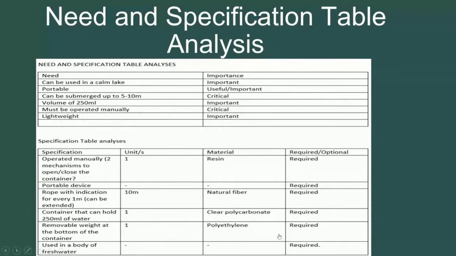And here's the specification table analysis. We also include the unit and the materials that we chose for our open-close mechanism of the container. We chose resins for the mechanism to open and close the container, and we chose natural fiber material for rope. We chose clear polycarbonate for container that can hold up to 250 millimeters of water, and then polyethylene for removable weight at the bottom of the container.